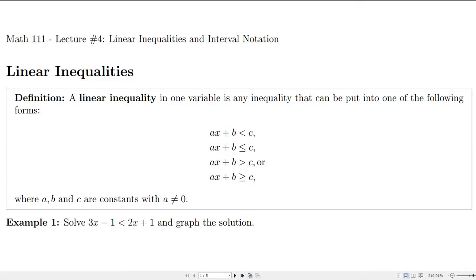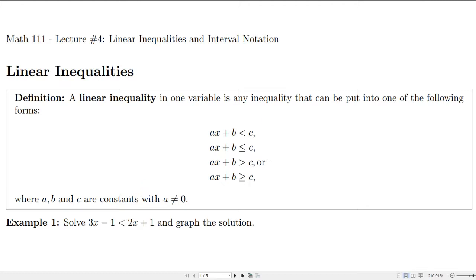Okay, so in lecture 4, we're going to talk about linear inequalities and interval notation. A linear inequality in one variable is an inequality that can be put into one of the following forms. So it's just like a linear equation, it's just that we're going to introduce inequalities. So ax plus b is less than c, ax plus b is less than or equal to c, ax plus b is greater than c, or ax plus b is greater than or equal to c. Same form as linear equations, just inequalities.